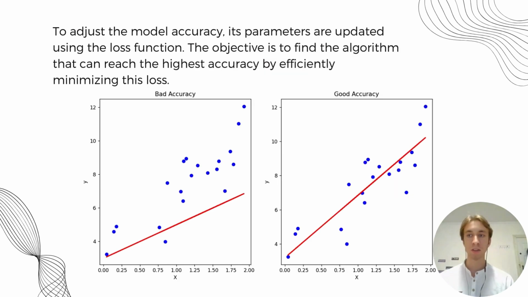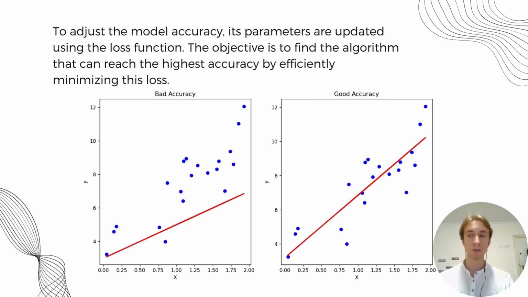Next, we need to find an optimization algorithm capable of efficiently minimizing the loss function. The effectiveness of an optimization algorithm is crucial because it influences how quickly and accurately the model converges to an optimal solution. To illustrate this, let's look into two graphs. The first graph shows a model with poor accuracy, where there is a significant mismatch between the predictions and the actual values. The second graph shows a model with better accuracy, where the predictions closely match the actual values.